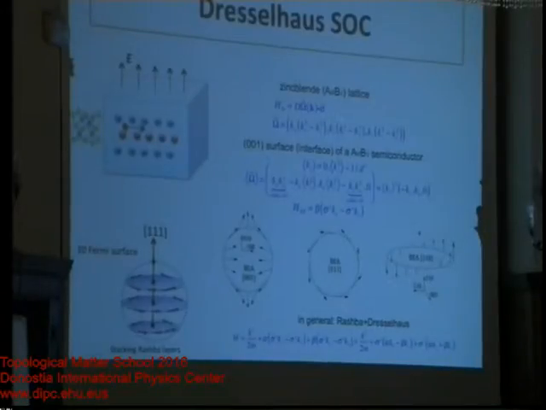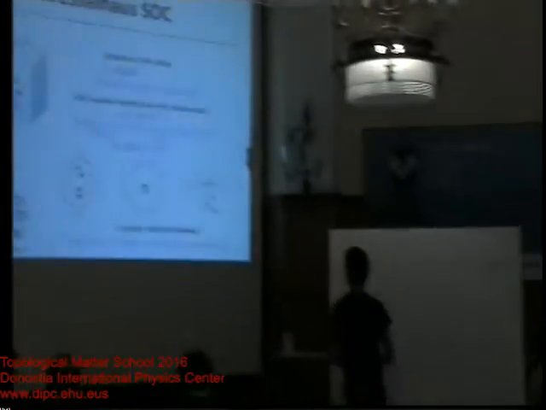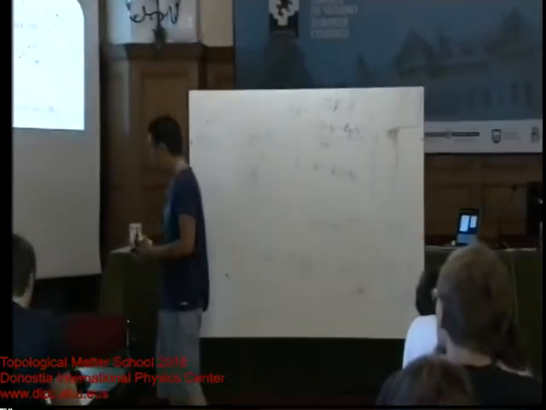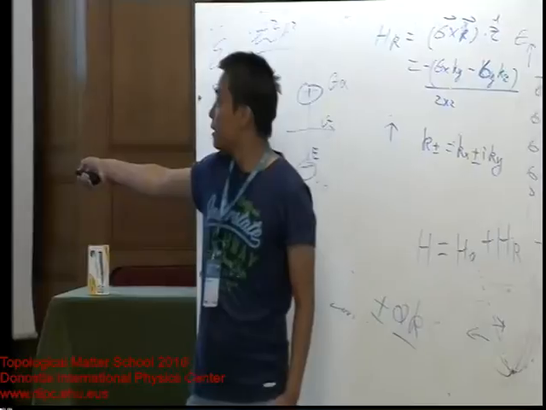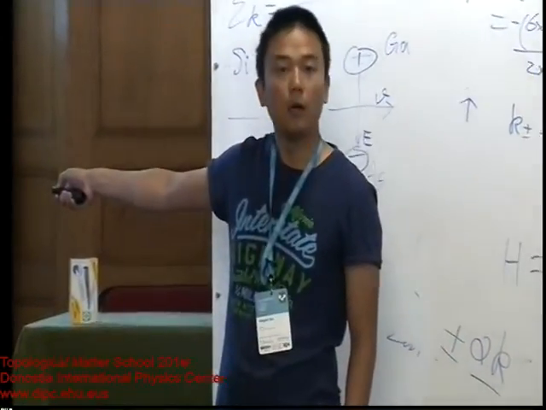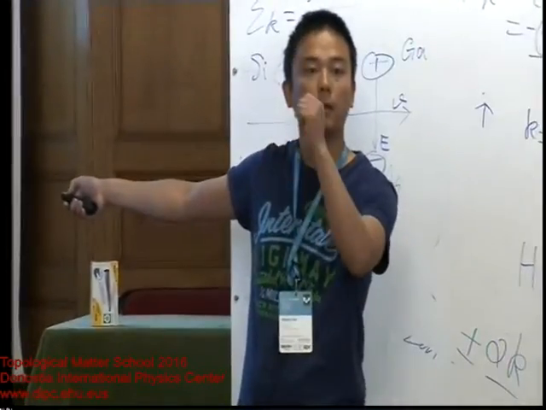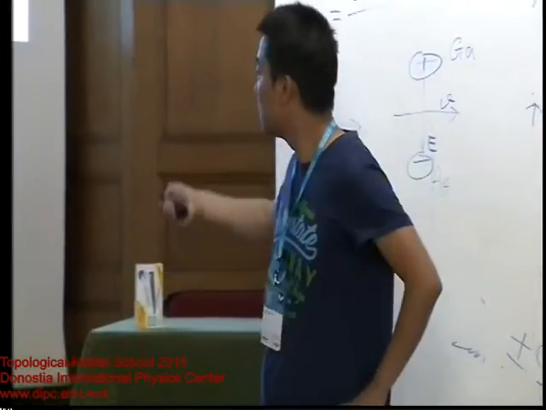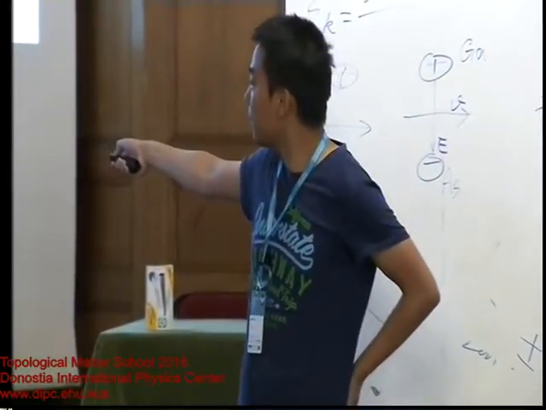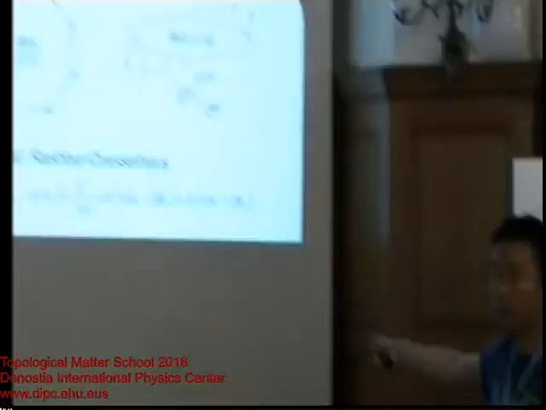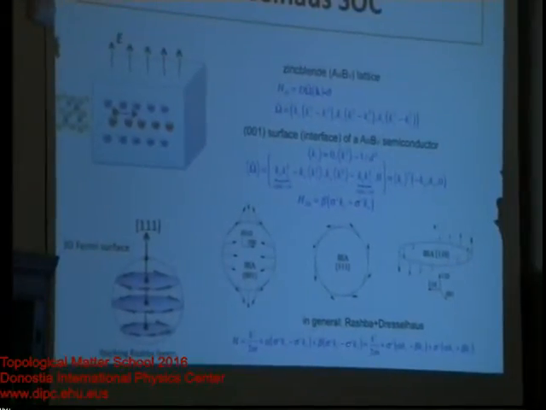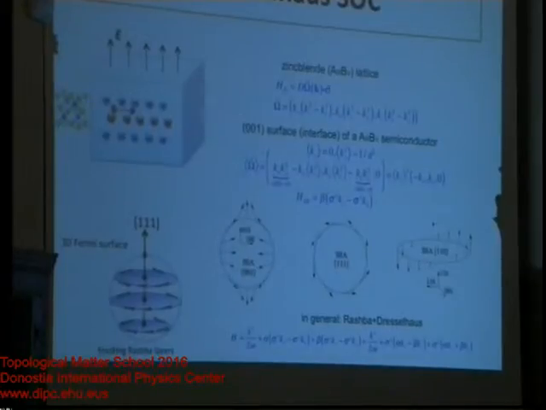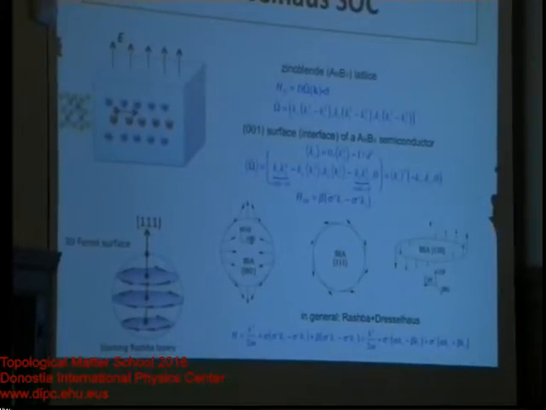Now let me remind you how the Rashba looks. Oh, Rashba is here, luckily. This is the Rashba. Here is sigma x ky minus sigma y kx. But in the Dresselhaus case, here is sigma y ky minus sigma x kx. And this just tells you they are very different.